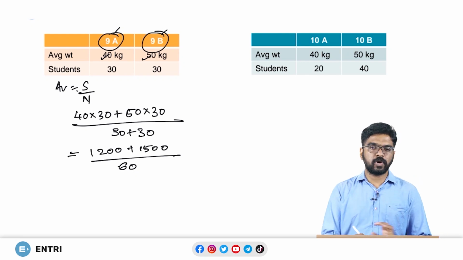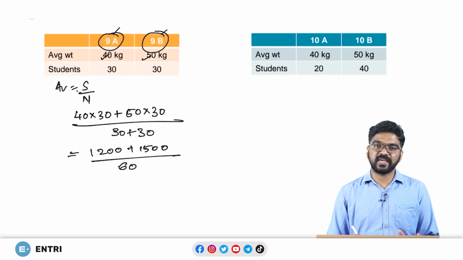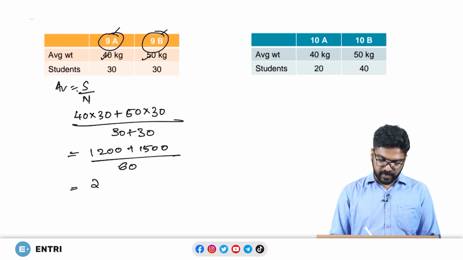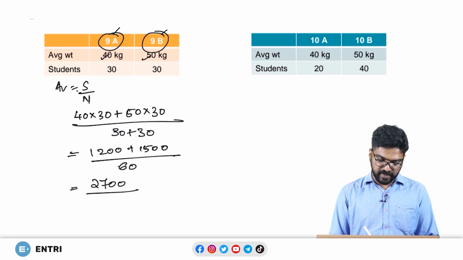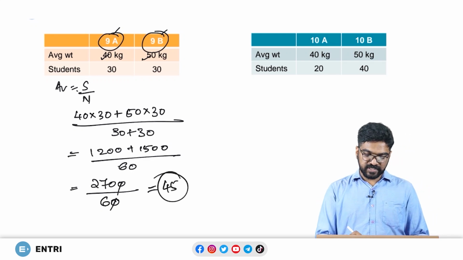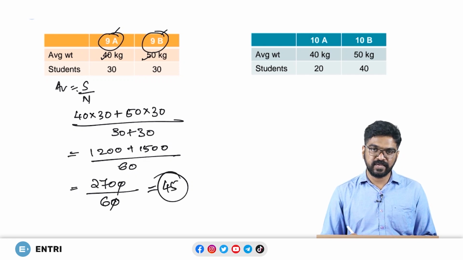So this will give you the average weight of the entire 9th standard students. If you take the average weight of all the 9th standard students, this is what will be the answer, which will be nothing but 2700 divided by 60, which will give you 45, right? So the average weight of the students of this particular class will be equal to 45 kg.